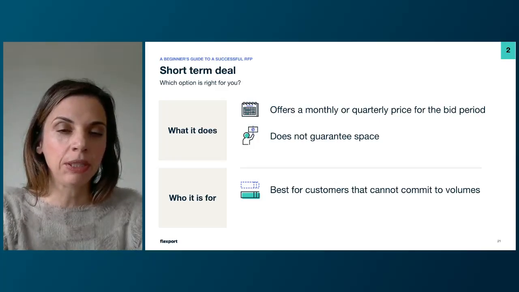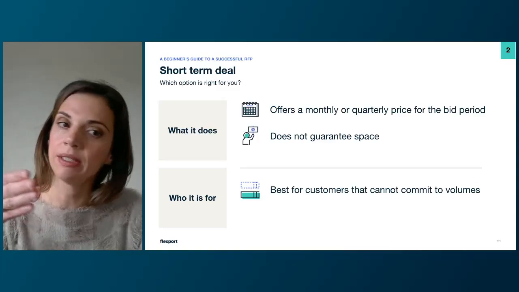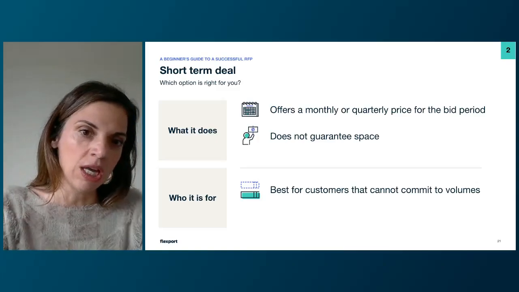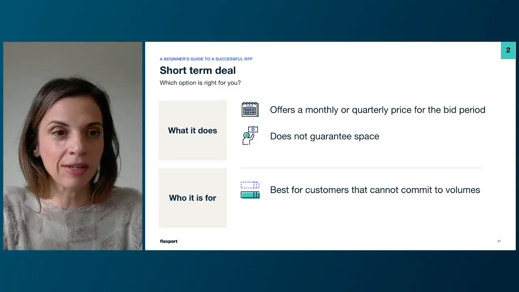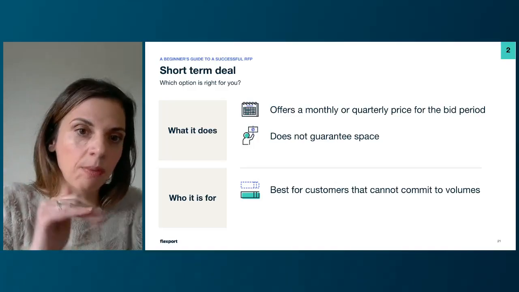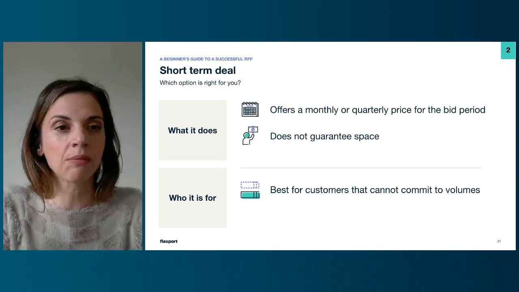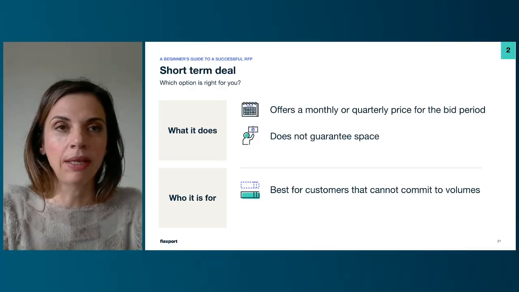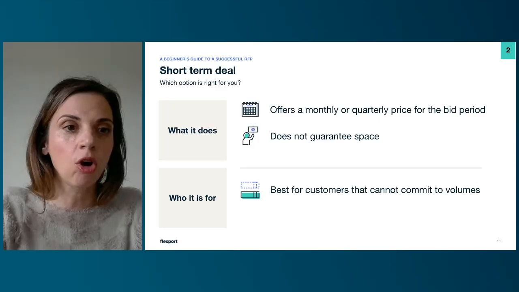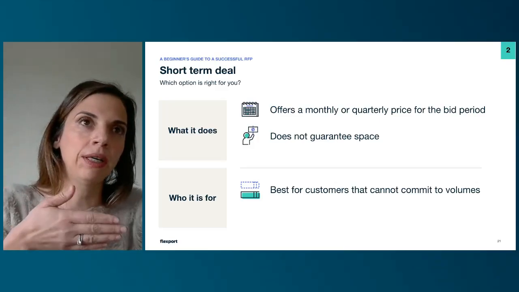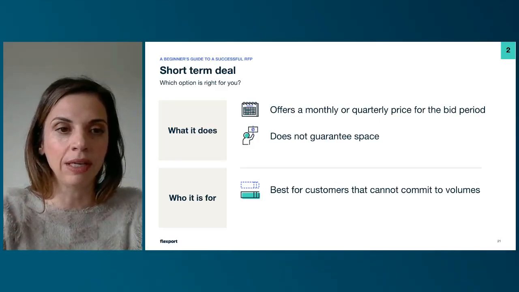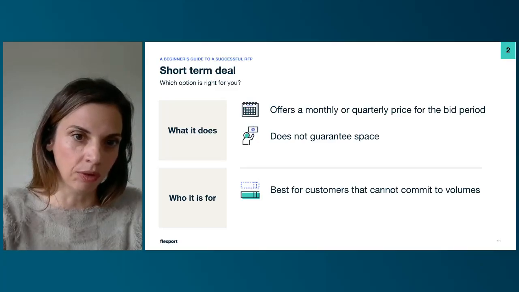And for that bid period, you have a fixed price, but it doesn't guarantee you the space. So it gives you somewhat of a flexibility and somewhat of a peace of mind because you have a rate for that period of time that you can book against. But let's say if the market becomes really hot and you have the cheaper rate versus the spot rate that will prevail, then you might get bumped off the flight.